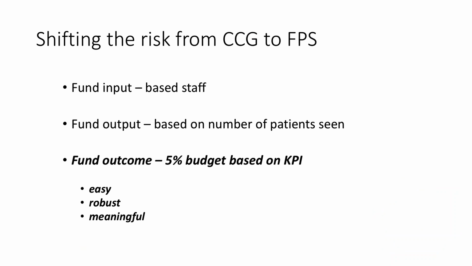Another tip is to shift the risk from the payer to the FLS. There's three sort of general funding models. One is funding on input. So the FLS is funded on the amount of staff. This has the advantage in that you know your pot of money you're going to get, and therefore can from the start employ staff for a fixed contract.